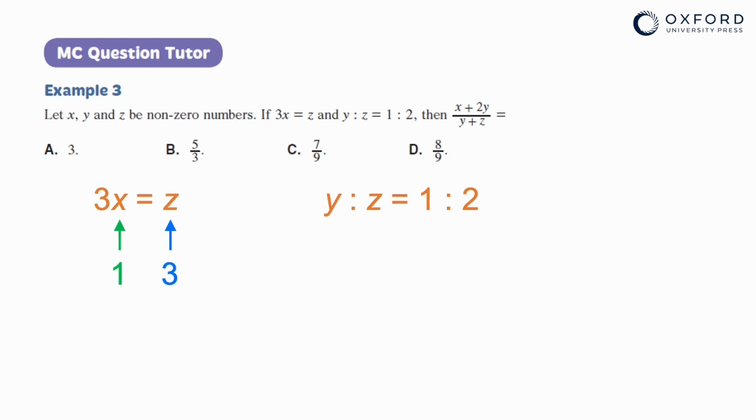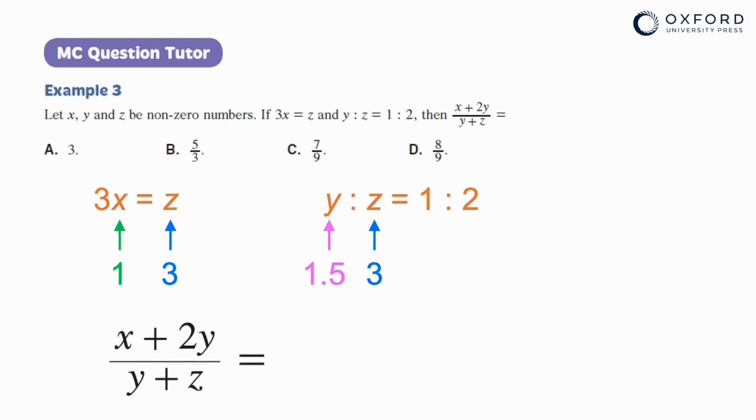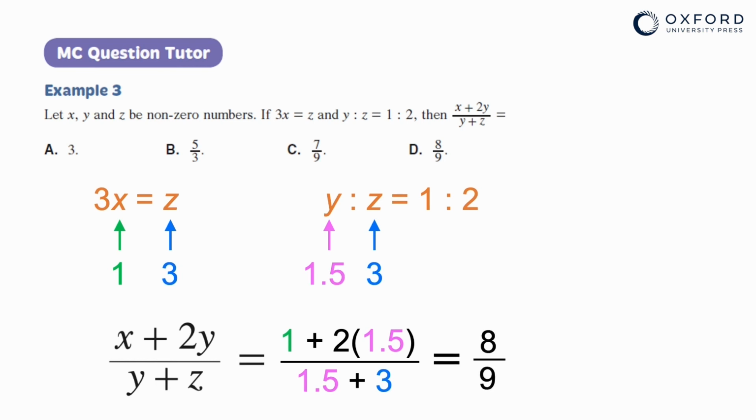y is half of z. If z equals 3, y equals 1.5. We found the values of x, y and z. Then we can substitute those values of x, y and z into the expression. (x plus 2y) over (y plus z) equals (1 plus 2 times 1.5) over (1.5 plus 3). The answer is 8 over 9, which is D.